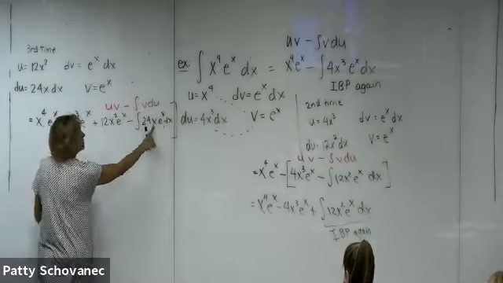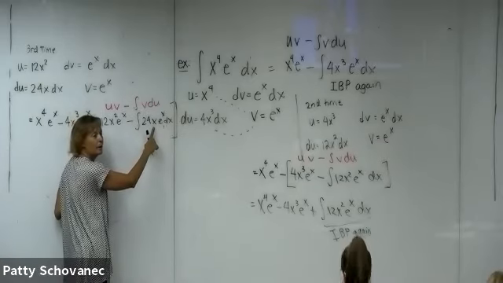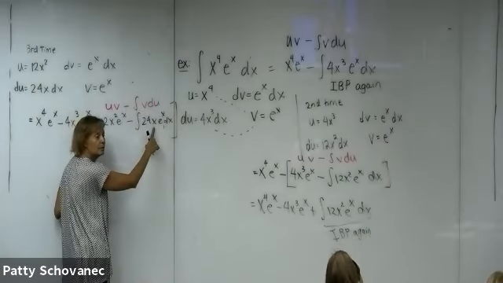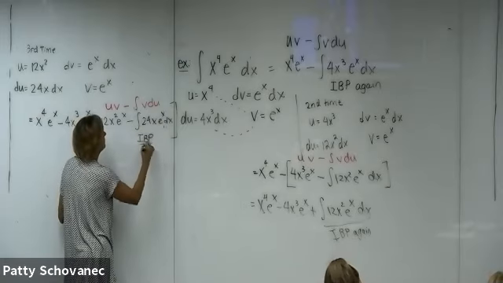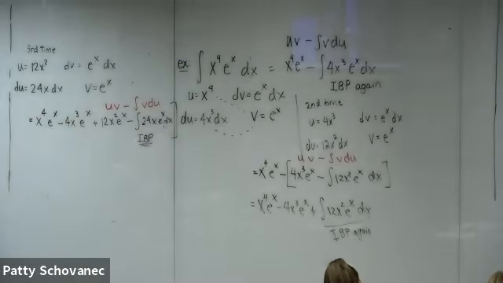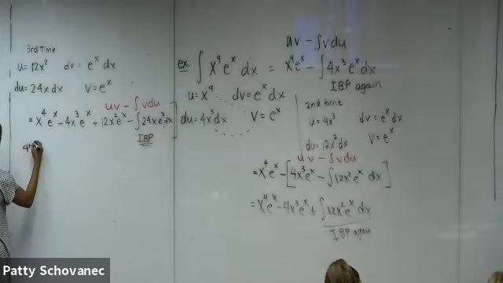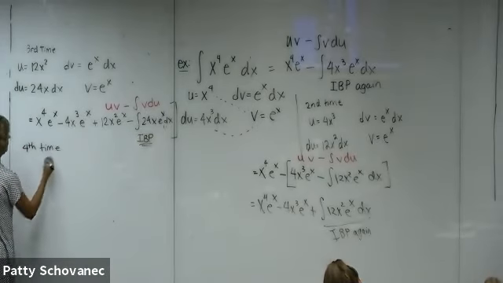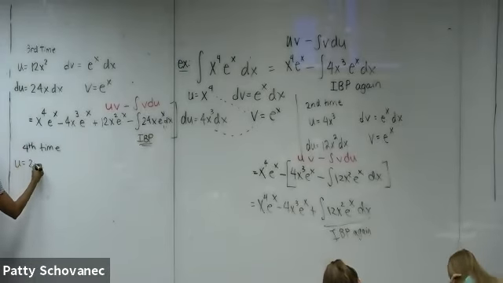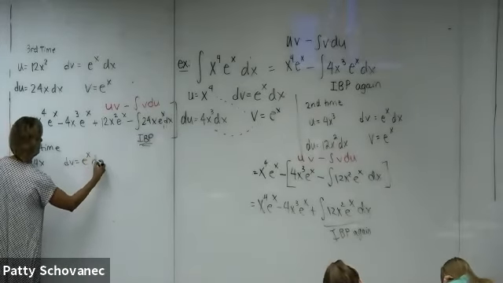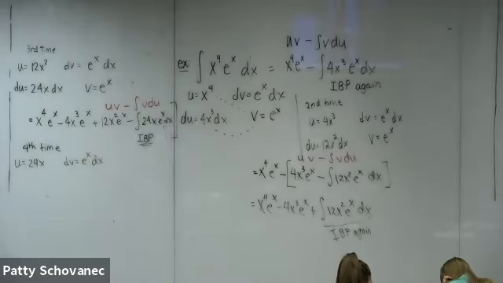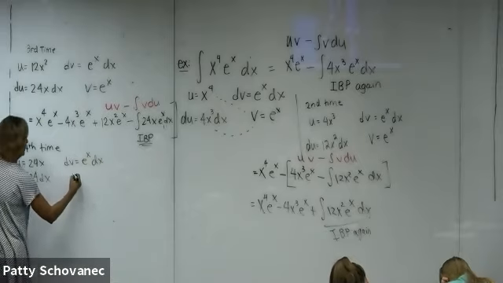The presence of the x right here means another integration by parts. But this will be our last one because its derivative will be a constant. So, fourth time. Stick with the pattern. U was the polynomial term. dv was the e to the x dx. du is 24 dx. v is e to the x.